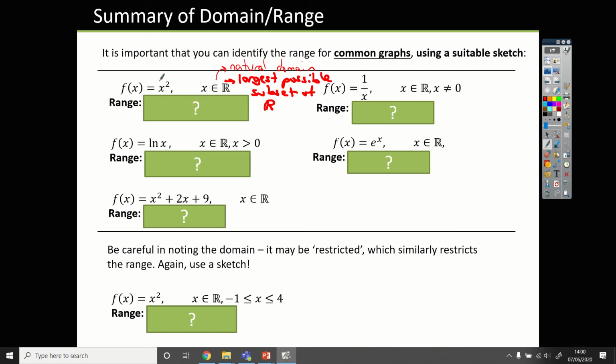The range of x squared, what possible outputs can we get? Well, that's anything that's not negative. So any non-negative number, greater than or equal to 0. Right, okay, there we go.